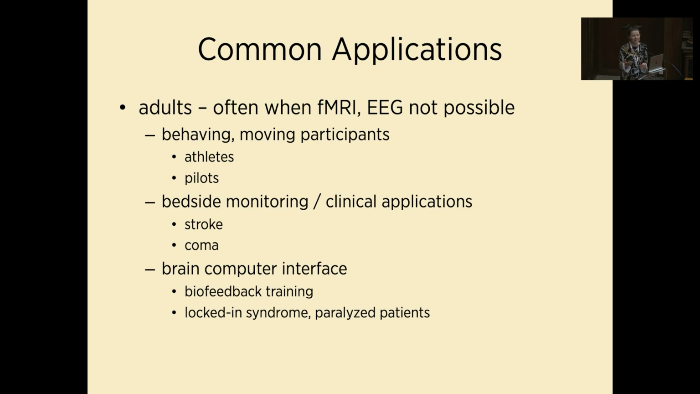So if you can put an adult into an MRI, which is most of the time, you will do that to get the extra spatial resolution, or if you're interested in a higher temporal resolution, you would do EEG. So most of the time, fNIRS is not used with adults, but there are exceptions. So these are the niches in which fNIRS is very well suited for imaging, in particular in behaving participants.